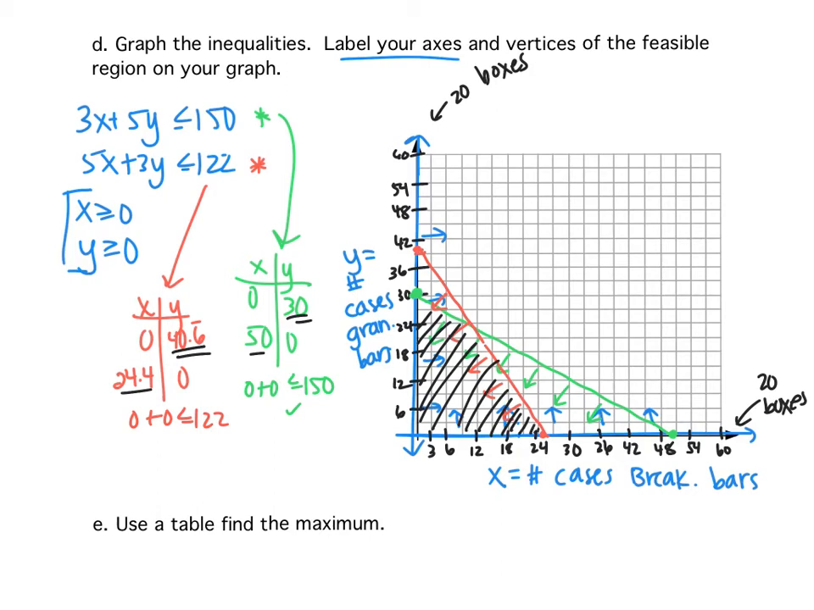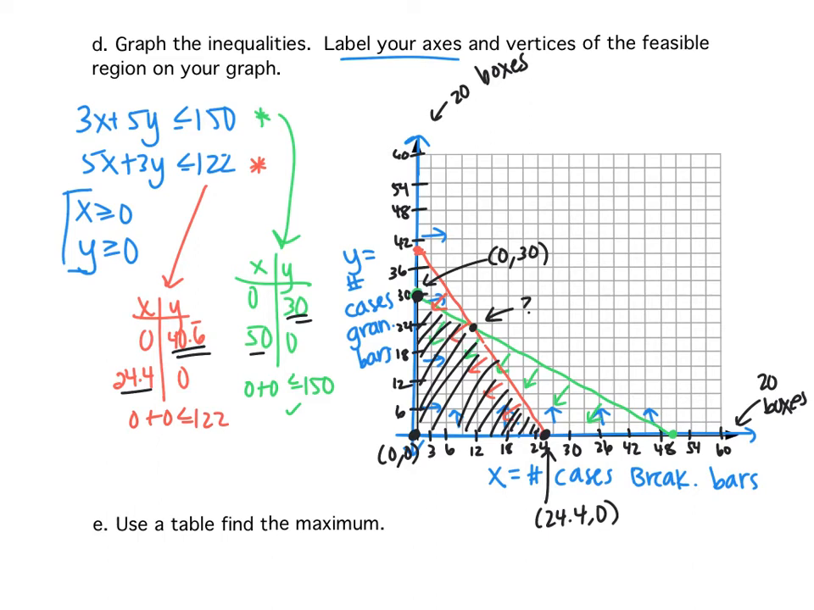Okay, so we have 4 points on our feasible region. We have this point right here, this point, and that one. So the question asks us to label the vertices of the feasible region. So this one right here, the origin, is 0, 0. The one at the top is 0, 30. The one at the bottom is 24.4, 0.